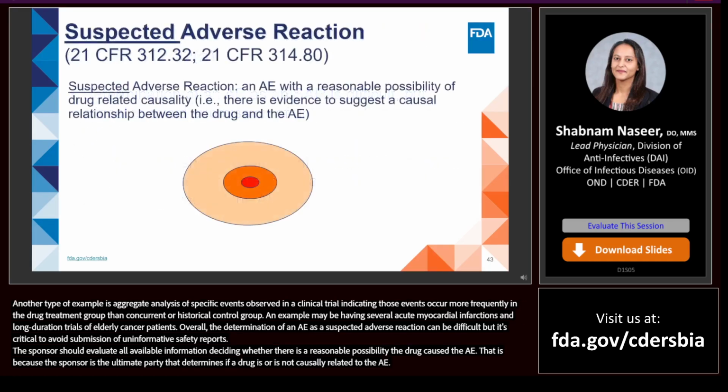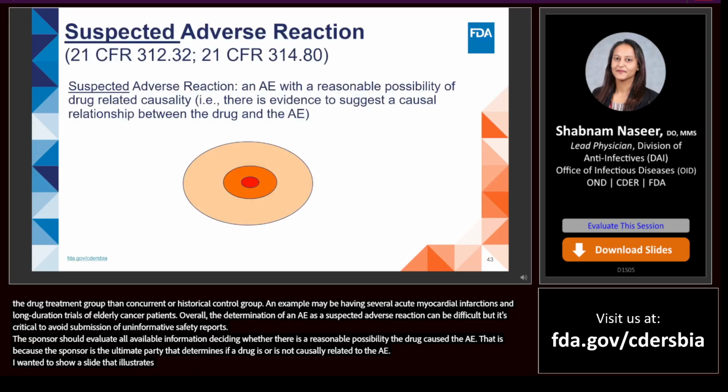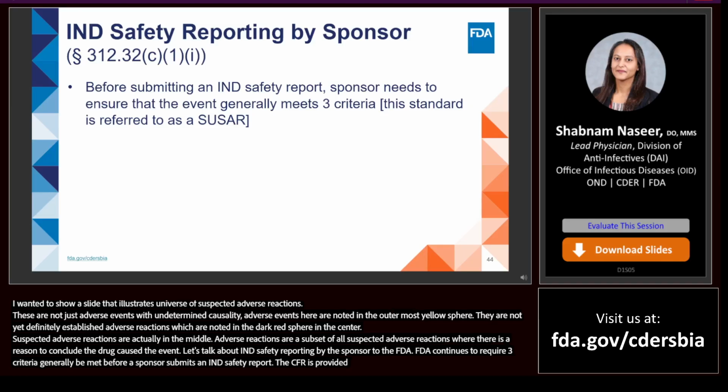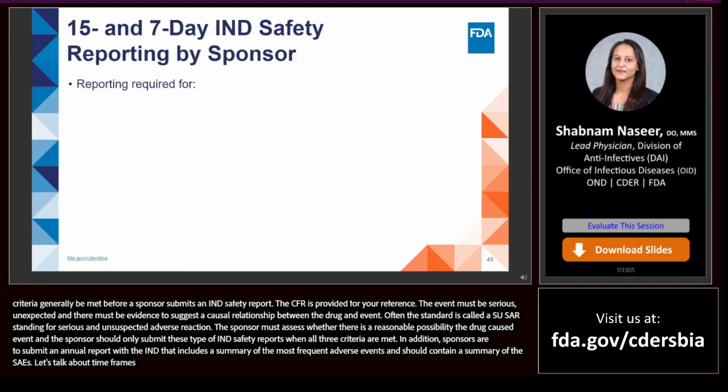Distinguishing between suspected and established adverse reactions is crucial, as this distinction impacts regulatory reporting and the comprehensive evaluation of drug safety. The FDA mandates that 3 specific criteria must be fulfilled to submit an IND safety report, particularly concerning serious and unexpected events with causal evidence linking the drug to the adverse event. This standard is designated as SUSAR. Safety reports must be submitted to the FDA within prescribed timeframes, with the most severe cases requiring reporting within 7 days. This emphasizes the urgency of monitoring adverse reactions.